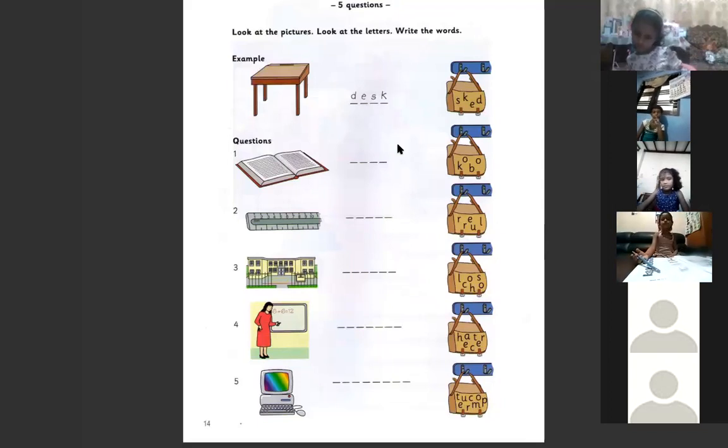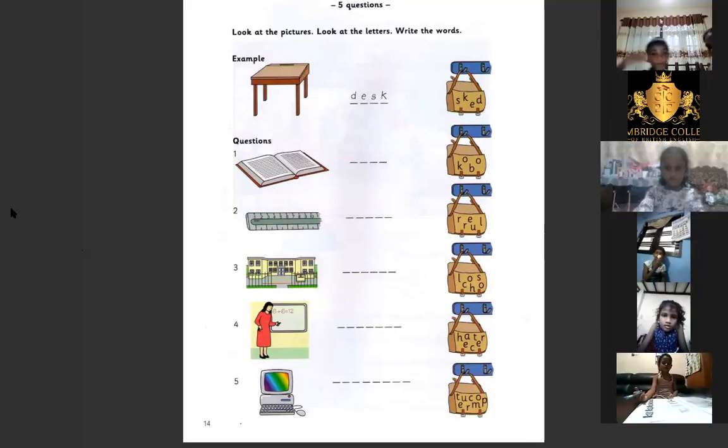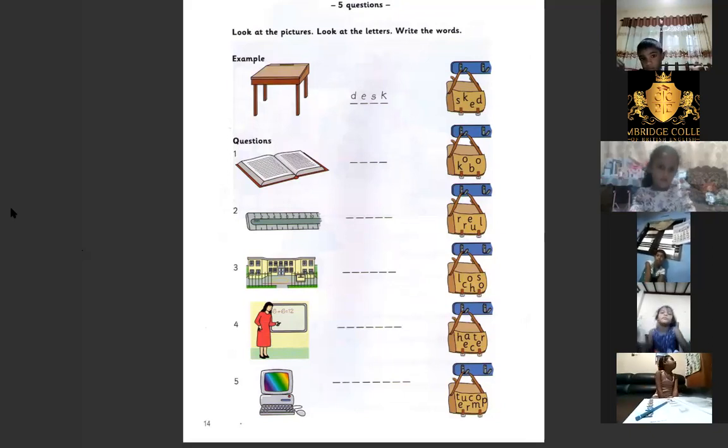So these are the objects in the school. Now we are going to learn the objects in the school. Okay. So the first one.